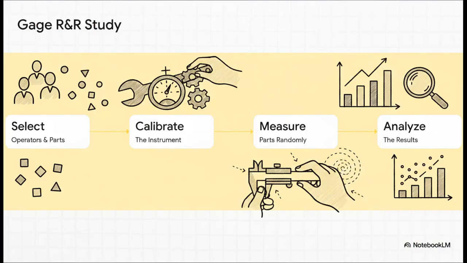And the process itself is pretty straightforward. You grab a few operators, your measurement takers, and a handful of parts, maybe 10 or so, that cover the typical range of what you make. You make sure your instrument is calibrated. And then here's the key. You have everyone measure every part multiple times, but in a random order. That part's important to prevent any bias from creeping in. Then you just crunch the numbers.